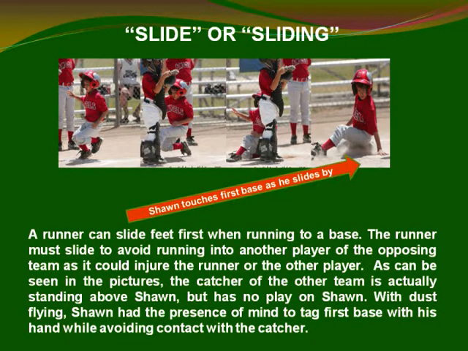A runner can slide feet first when running to a base. The runner must slide to avoid running into another player of the opposing team, as it could injure the runner or the other player. As can be seen in the picture, the catcher of the other team is actually standing above Sean but has no play on him. With dust flying, Sean had the presence of mind to tag home plate with his hand while avoiding contact with the catcher.